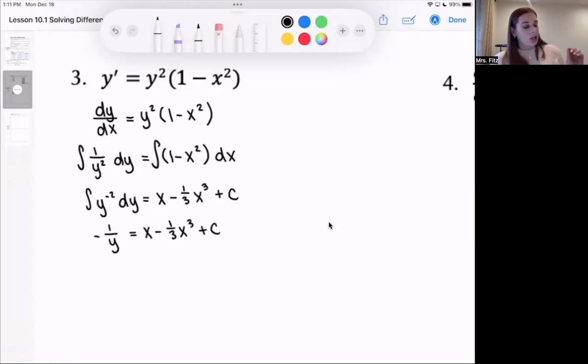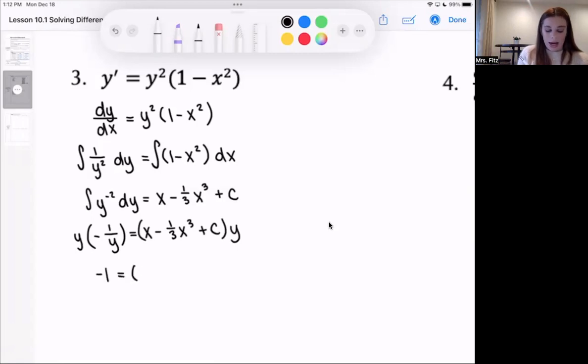Once again, you do want to make sure that this is in y equals form. And so what you could do is multiply both sides, like we did before, by y. And we end up with negative 1 equals x minus 1/3 x cubed plus c times y, and then divide everything over.